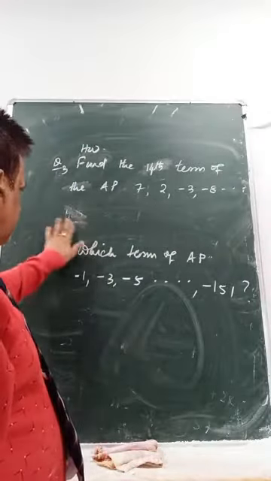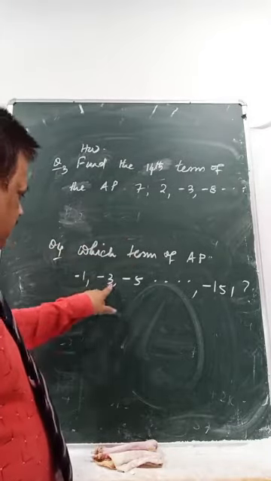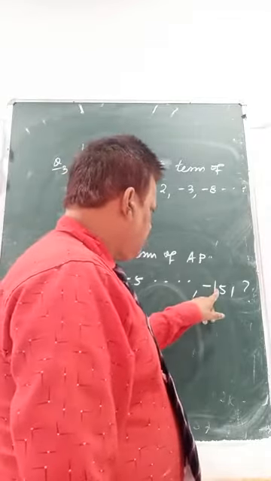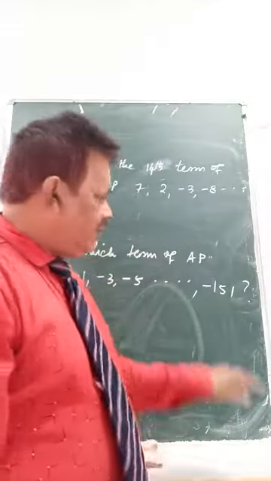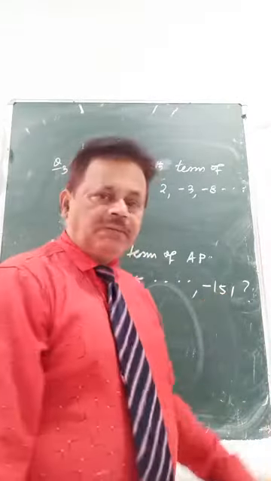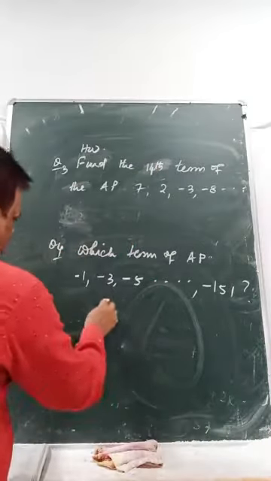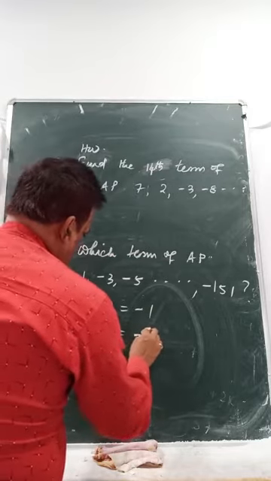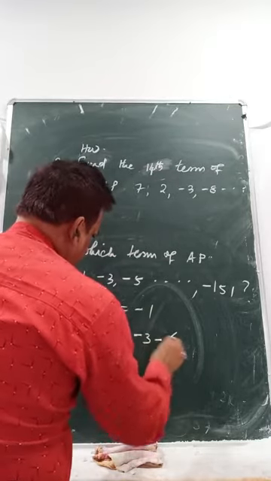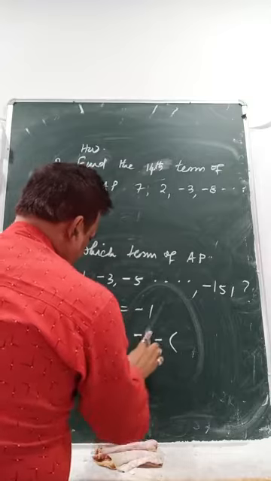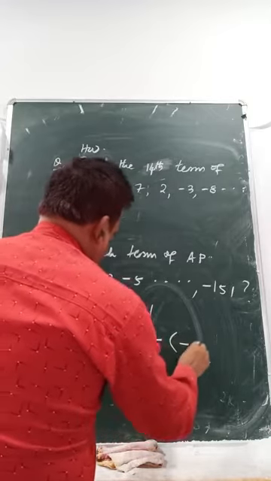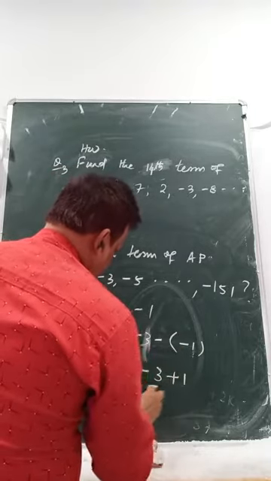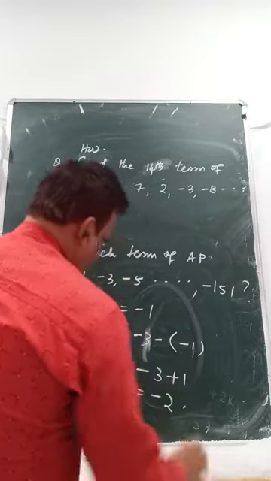Second term, let me solve this. Second term is minus 3. Third term is minus 5. Which term is minus 151? Let the nth term be minus 151. So a equals minus 1, d equals minus 3 minus (minus 1), that is minus 3 plus 1, that is minus 2.